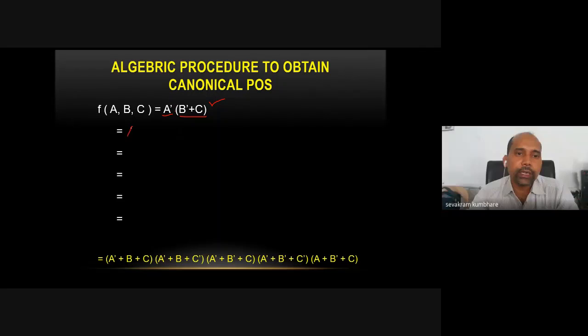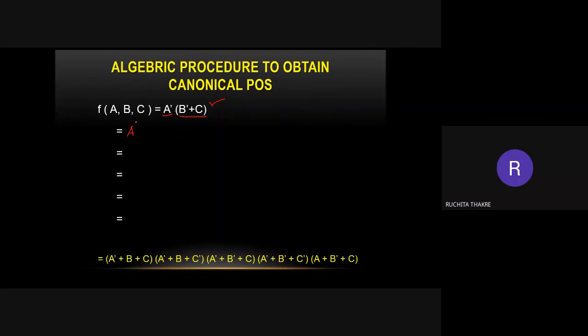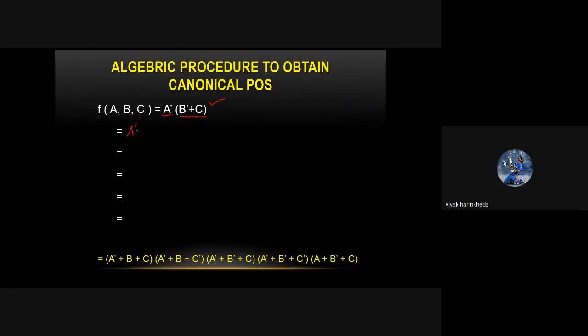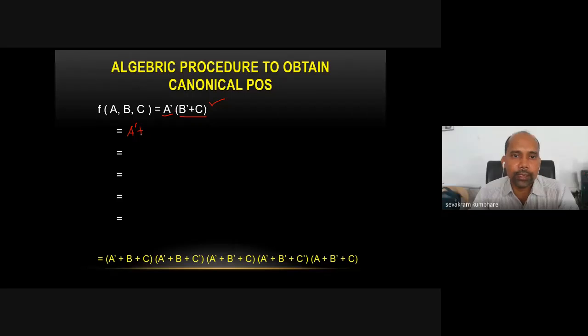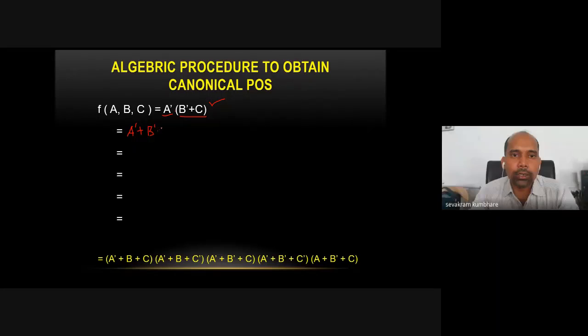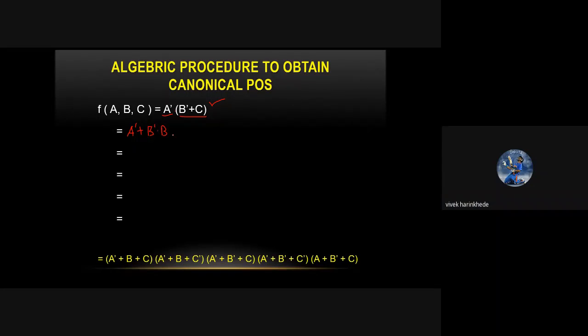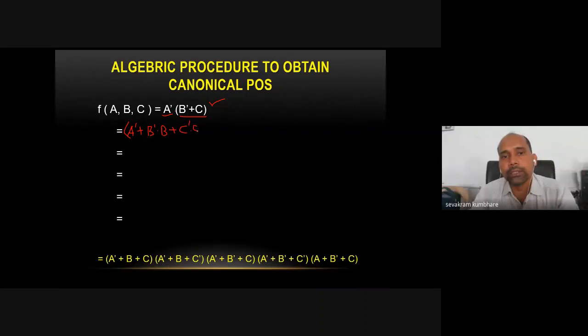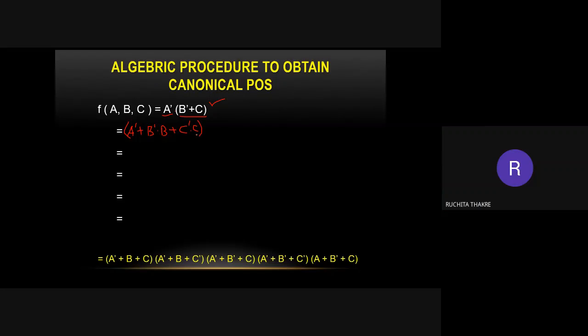So what we can do? We can write like this: A bar, B bar plus B, A bar. So we have to add, right? We have to add plus. So what we can add? B bar dot plus B bar plus C bar plus C, plus C bar C, plus B, C bar C. Is it correct or not?